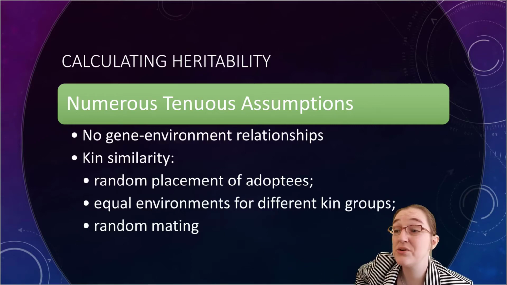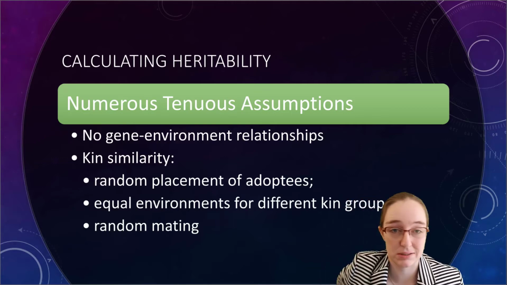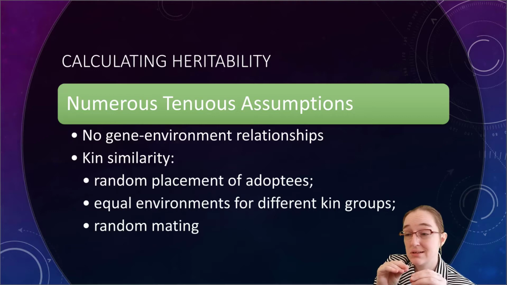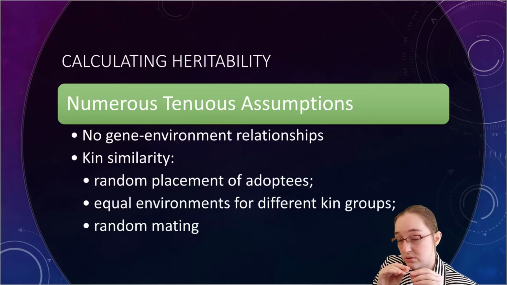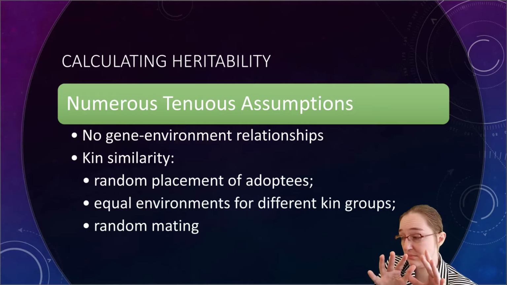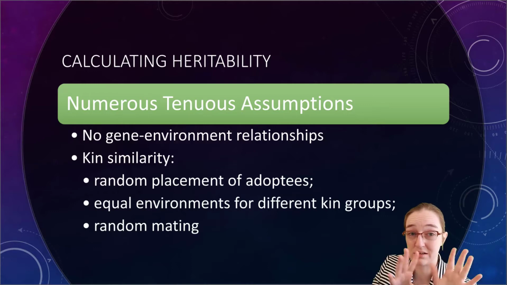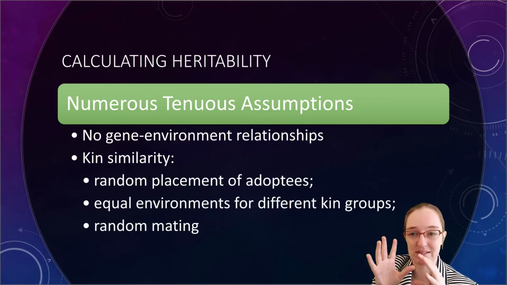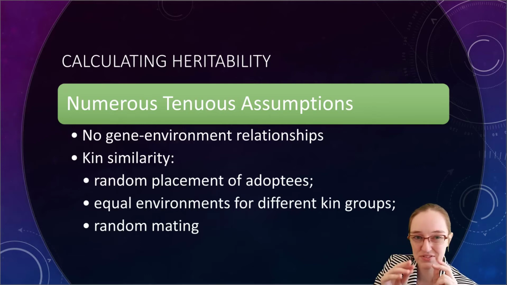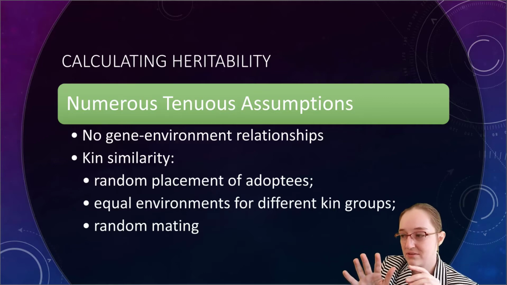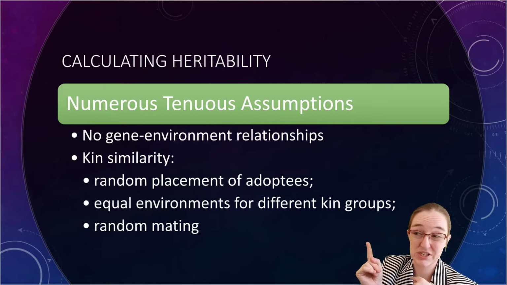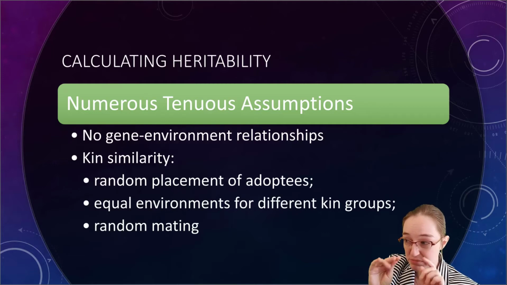So there are tons of tenuous assumptions that go into this really basic correlation. It assumes that there is no interaction between genes and the environment. So you can't have anything in the classic model. There are modeling ways to handle this. So no epigenetic effects where high levels of stress influence the myelin sheath and stuff like that. None of that stuff. You also have lots of strong assumptions about kin similarity. So that's the relatedness.